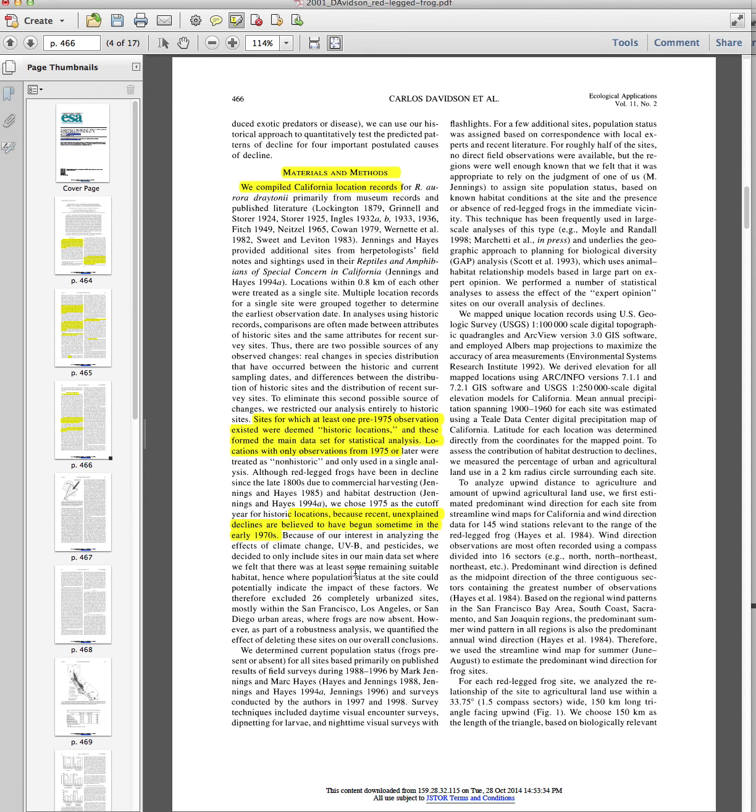They also talk about sites that they excluded from their study. So look for those somewhere down here. I don't have it marked. They also talk about expert opinion up here. So in this paragraph up here, what does that mean? They talk about a couple more assumptions they make down here. So make notes on those.